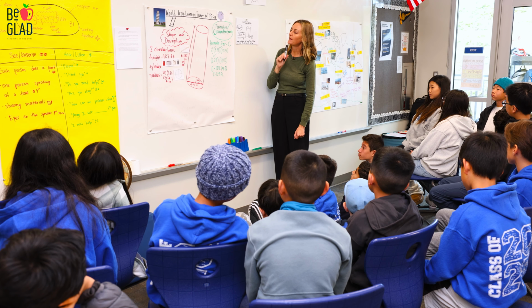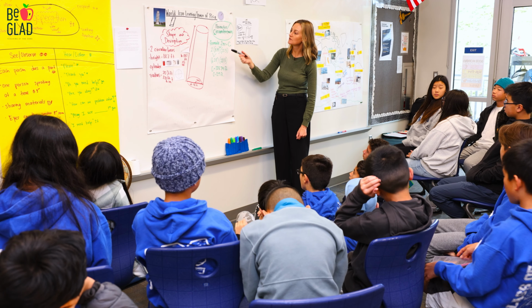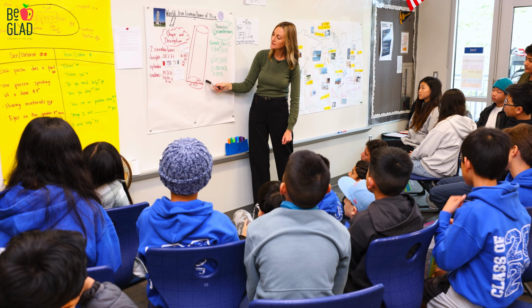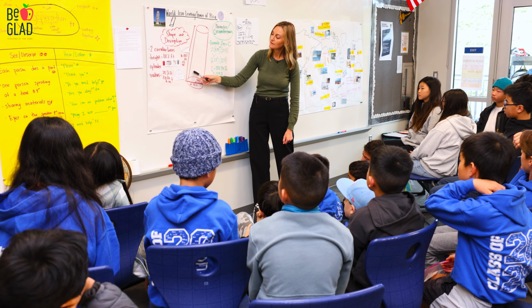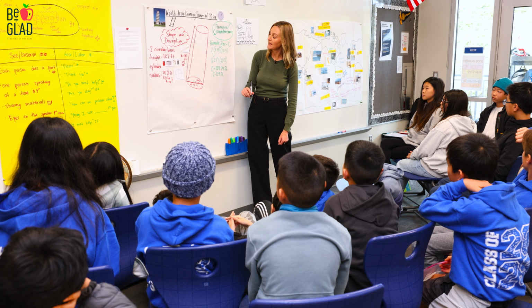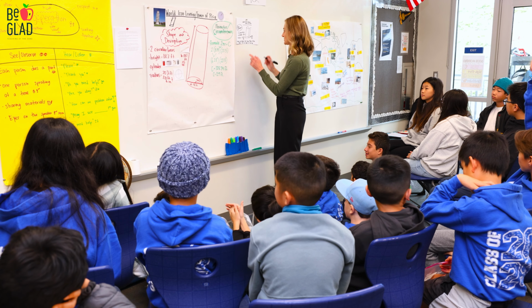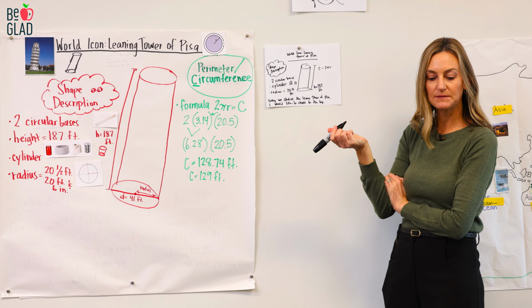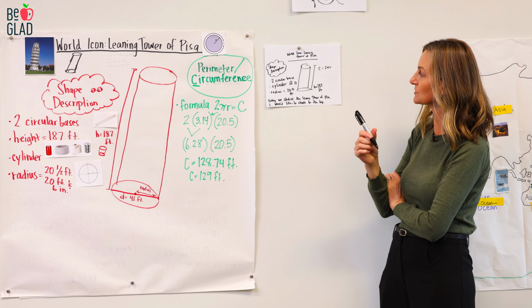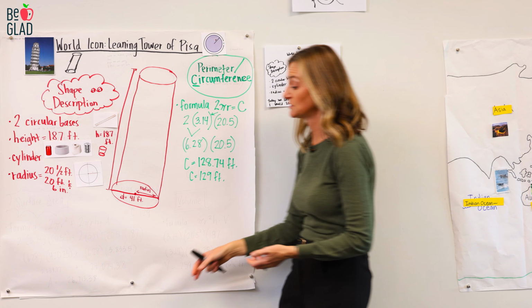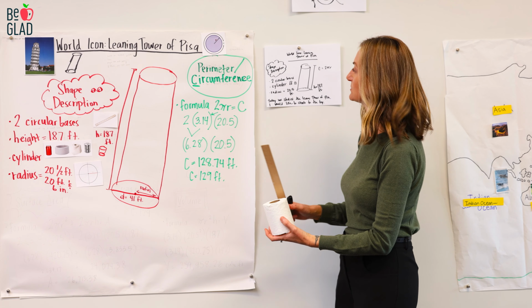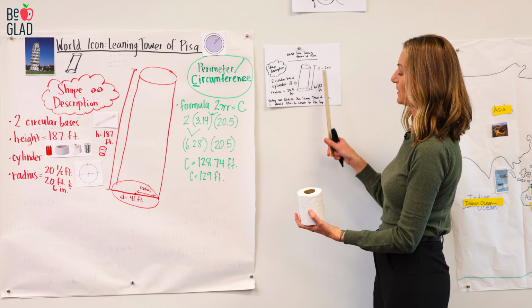I'm also thinking about how we learned the formula for circumference. So we learned about the distance around the outside of the base. And I want to make sure that I record that formula. And that's important because that lets me know that I could actually calculate the circumference of other cylinders. So I could calculate the circumference of this toilet paper, for example. I would just need to know the radius, right?